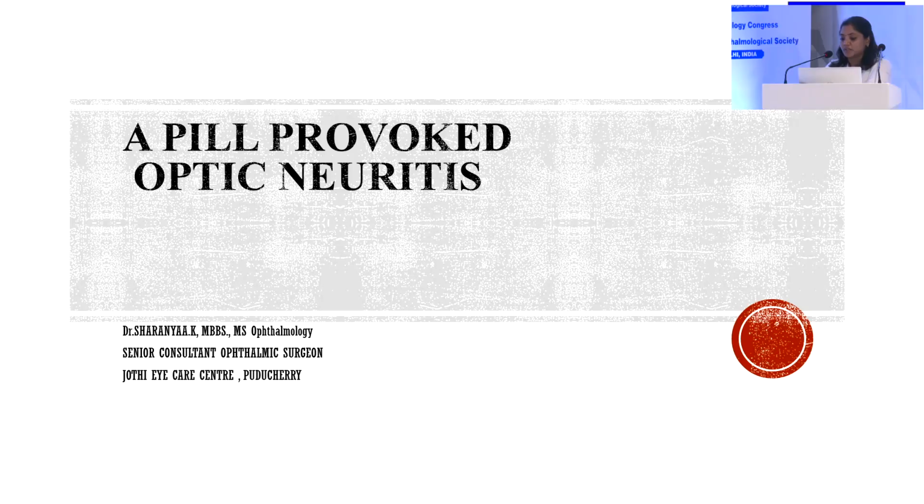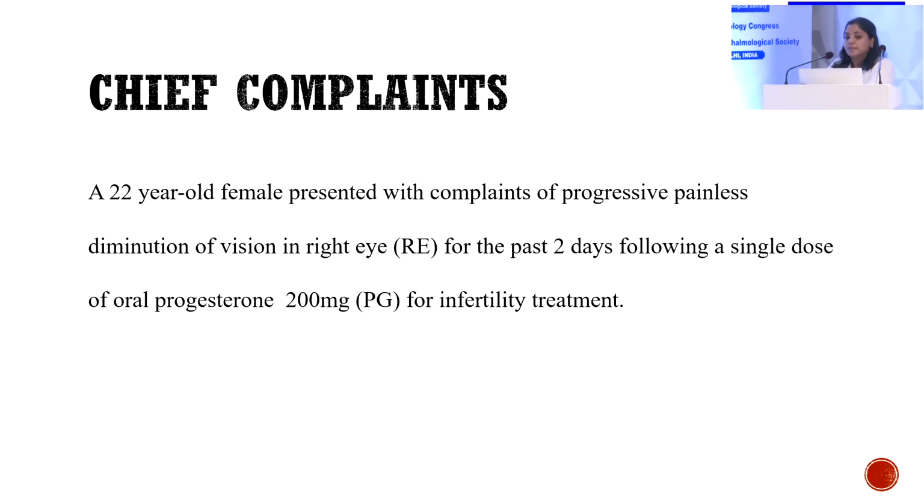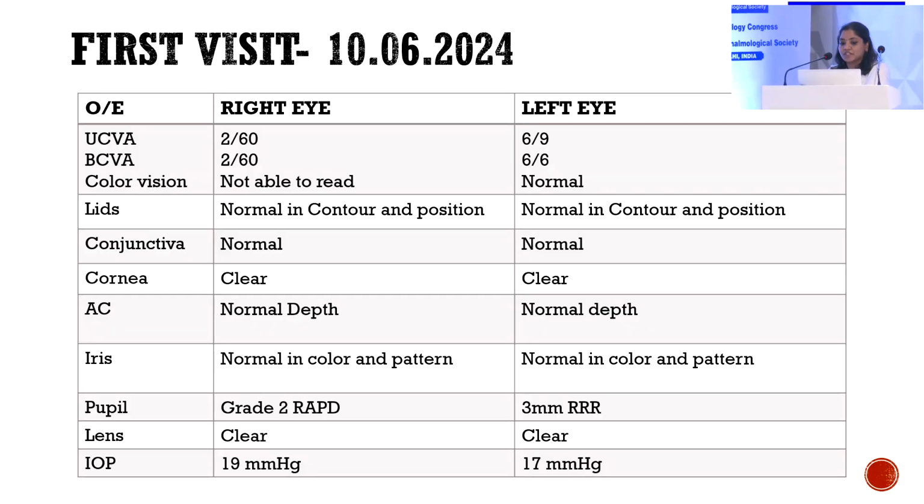Good evening, everyone. Today I'm going to speak about an interesting case: a pill-provoked optic neuritis. Myself, Dr. Sharanya Krishnamurthy, hailing from Pondicherry. A 22-year-old female presented with the chief complaints of progressive painless diminution of vision in the right eye for the past 2 days following a single dose of oral progesterone, 200 milligrams, taken for infertility treatment.